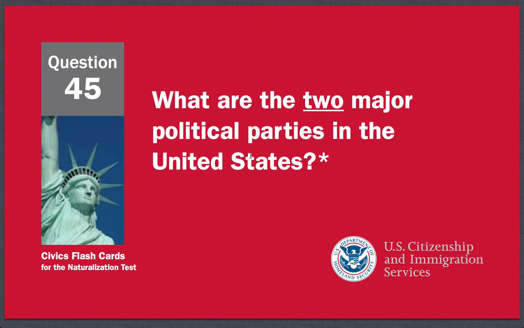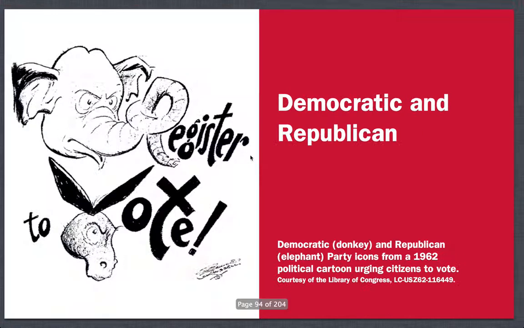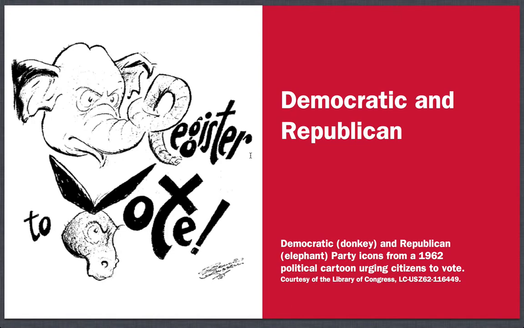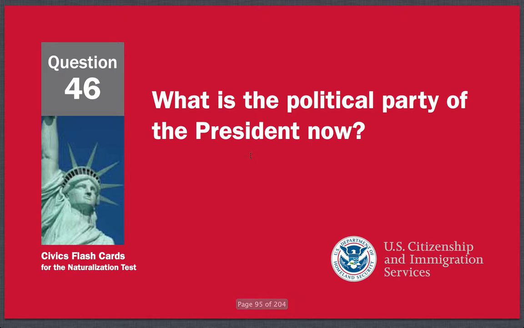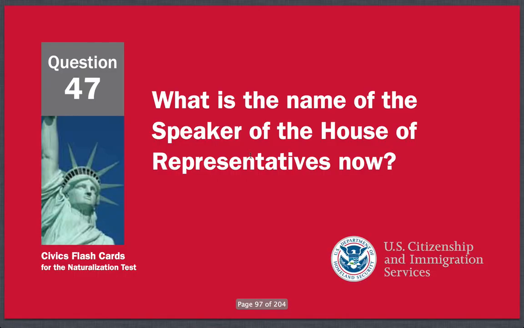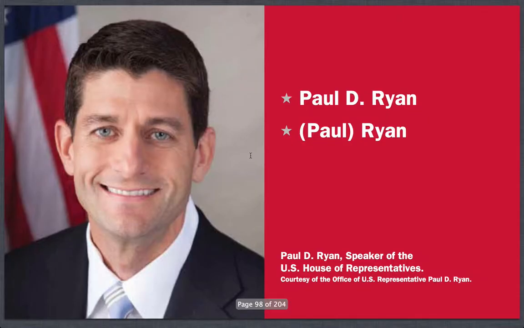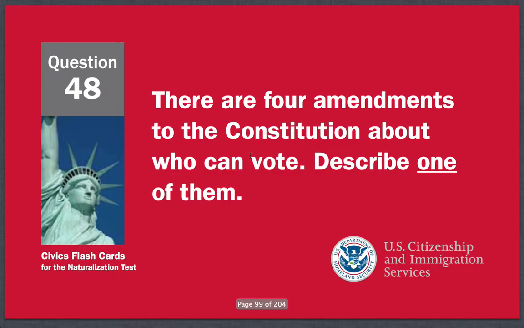What are the two major political parties we have in the United States? Right now, it's Republicans and Democratic, but we don't know in the future what will happen. What is the political party of the president right now? He's a Democrat. What is the name of the Speaker of the House right now? Paul Ryan is at this point the Speaker of the House. It might change next year.